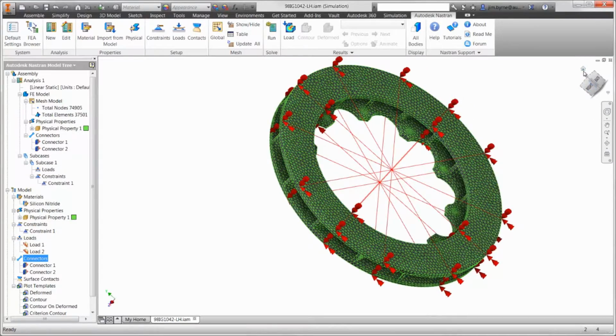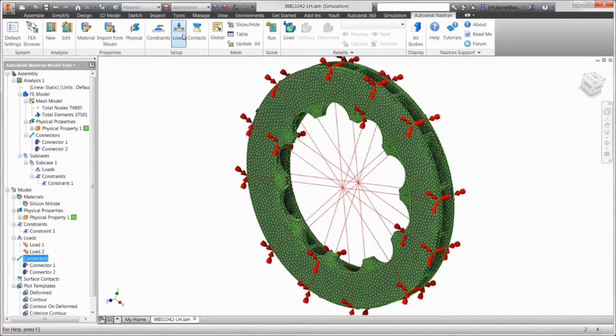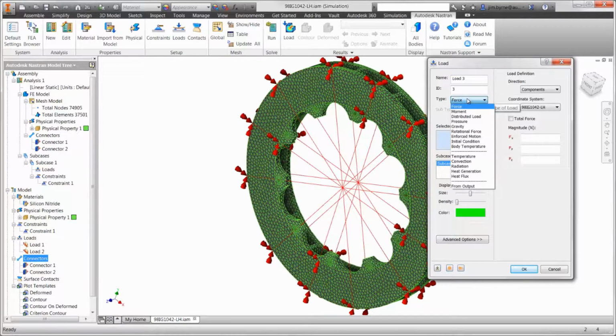Now we're ready to add the torque value to the two points. We'll apply an extreme load condition of 100 million newton millimeters, or about 1 million inch pounds, to both sides of the rotor.